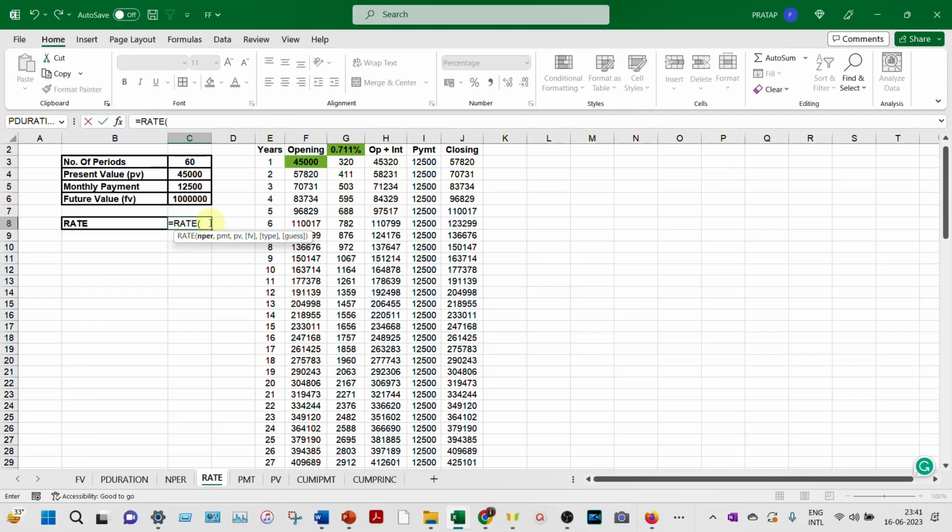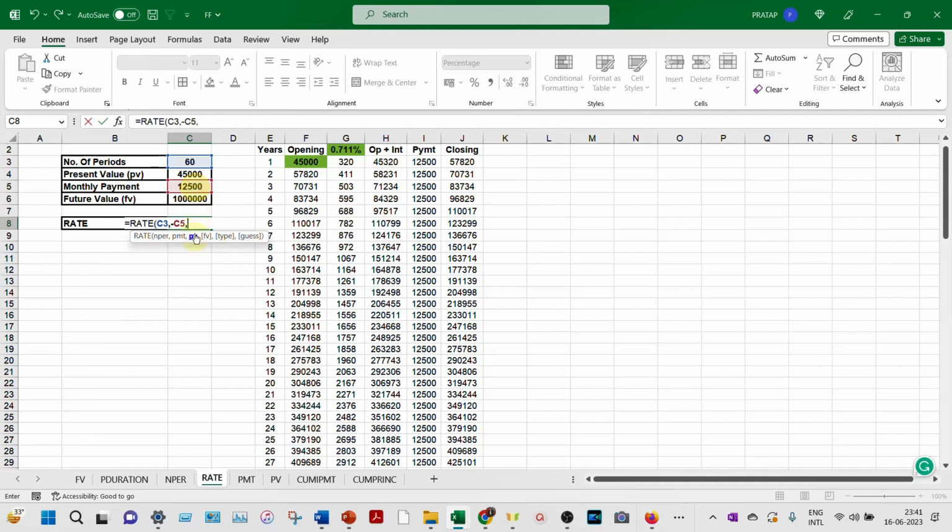So the first argument is NPER, which is the number of periods, which we have available to us as 60. So we click on this cell. After that, since we are typing directly, we put in a comma. Next, we move on to the argument of payment. That is the monthly payment that we are making for the investment plan. So first, since we are making the payment, we put in a negative sign followed by 12,500, the cell which contains this value. We click on that. Again, we put in a comma.